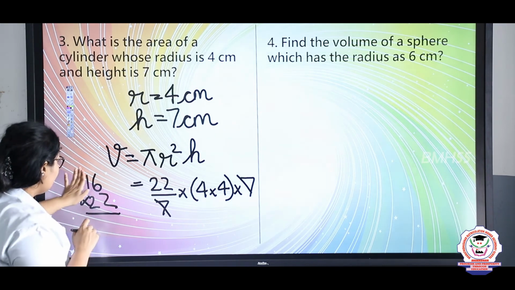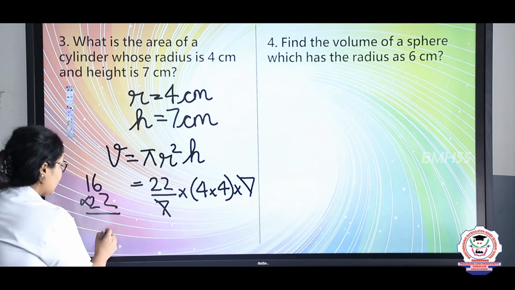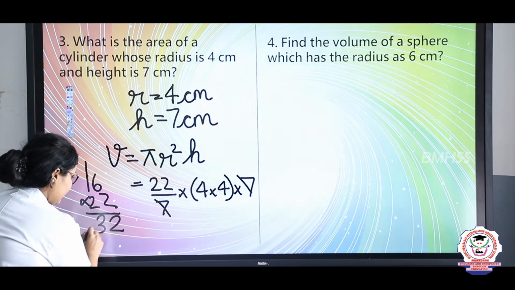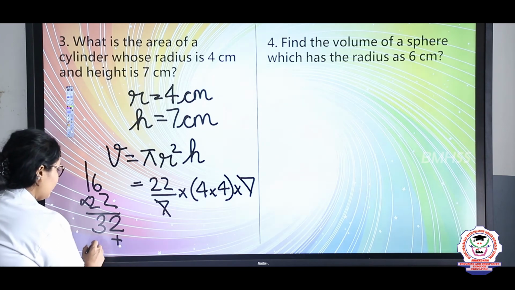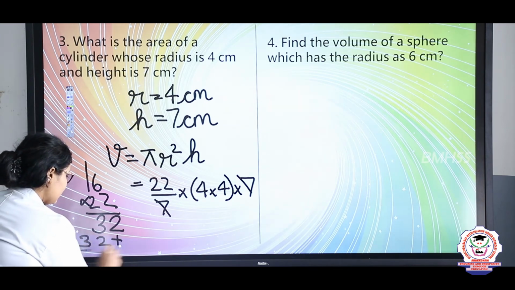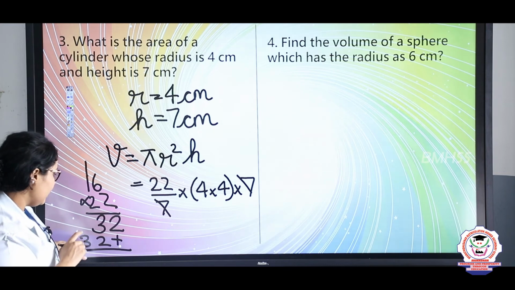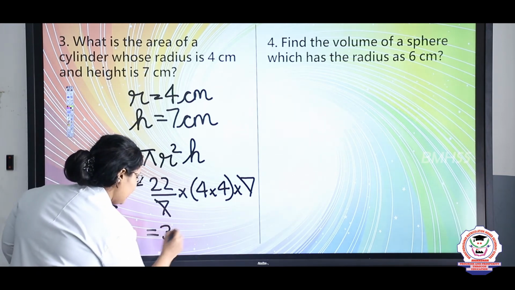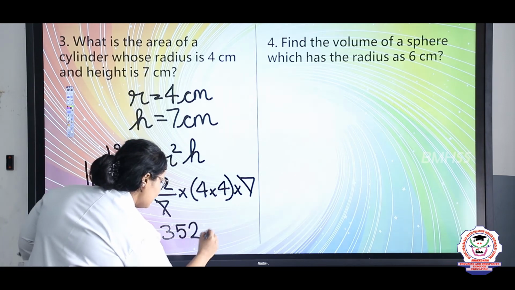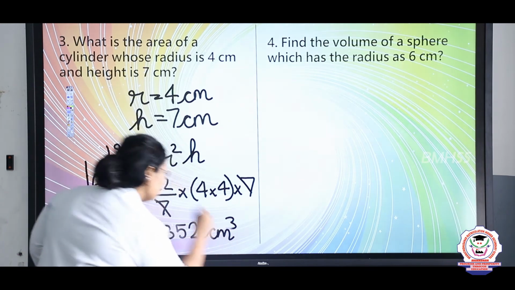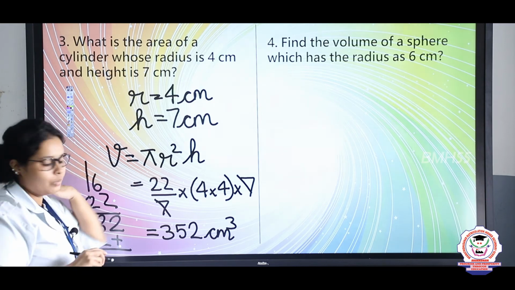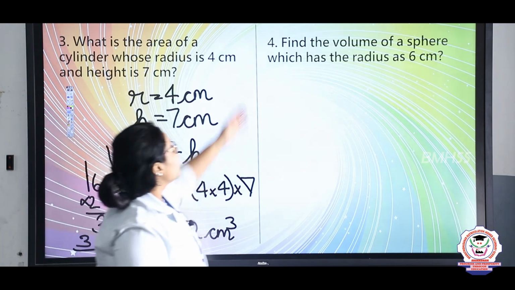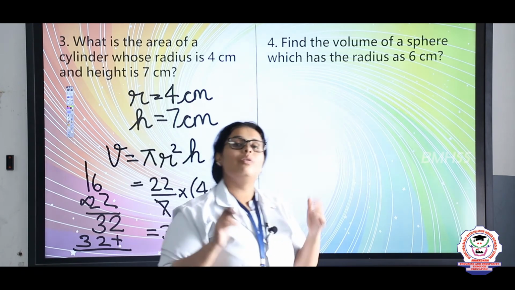How much? Now we will see this. 2 6s are 12. 2 1s are 2 plus 3. Again here plus when we are doing, again we are getting here this, and the total volume is 352. So what is the answer here? 352 centimeter cube. So what is the volume children? Volume is 352 centimeter cube. Right. Now let's come to the sphere.